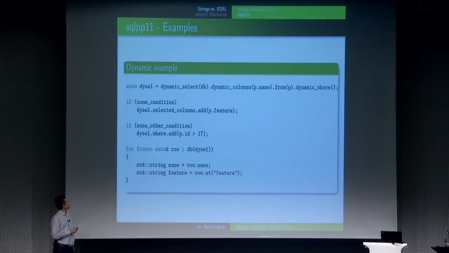So we do a dynamic select, say, oh wait, we want to select the column always, it's always from P, and then we will have some where condition. And then if this condition here is true, we add a new column, and if some other condition is true, then we add some where clause, so we can do this as well.